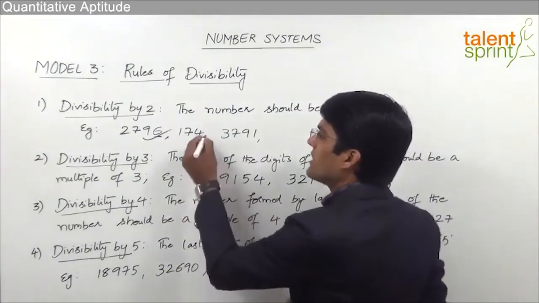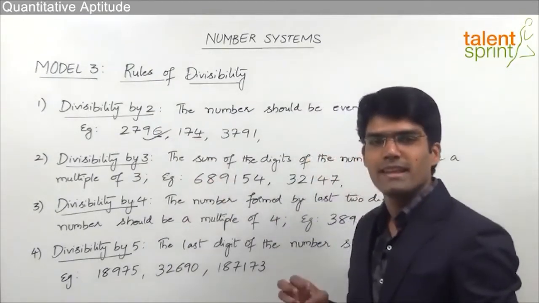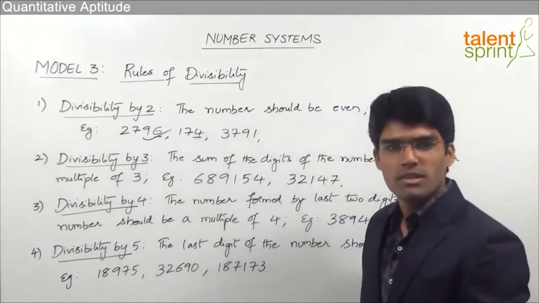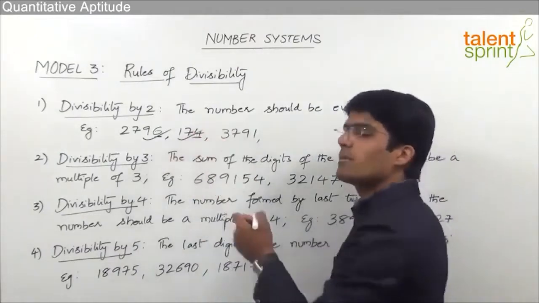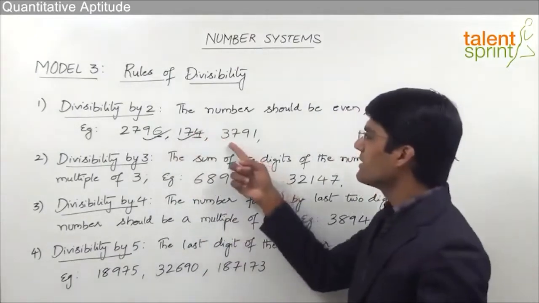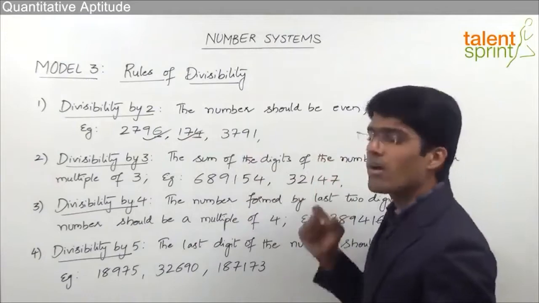Similarly 174, the last digit here is 4. That is again an even digit. So 174 is an even number. So even this is divisible by 2. But when we look at this number 3791, this is an odd number.